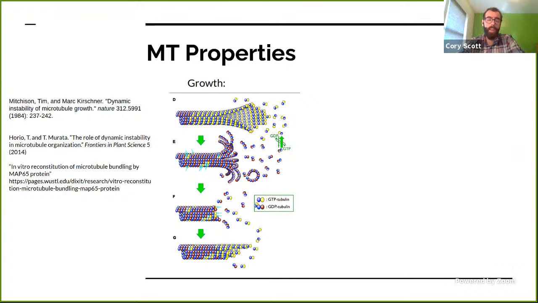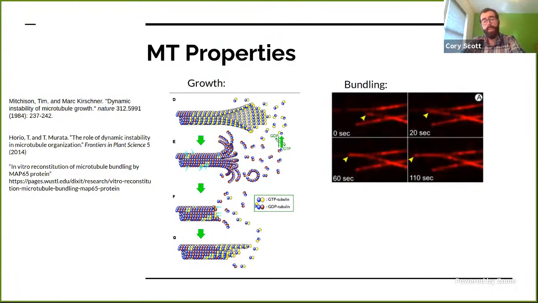Microtubules grow by associating tubulin at one end, but they also exhibit an interesting property called dynamic instability, where they can enter what's called a catastrophe phase. In the catastrophe phase, they suddenly unravel and dissolve. But they can rescue from catastrophe and start growing again. And so you get this interesting behavior of growth, catastrophe, rescue, more growth, etc.